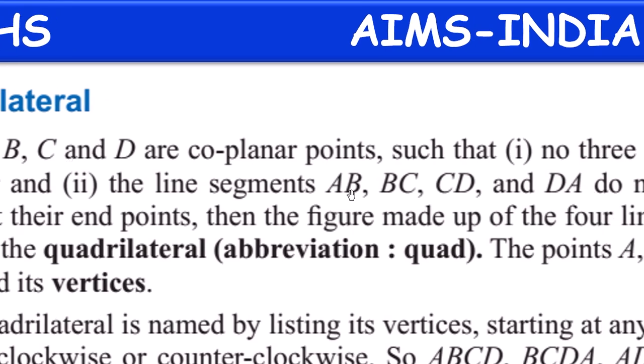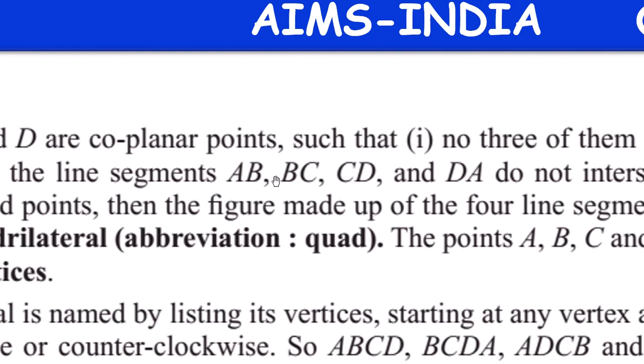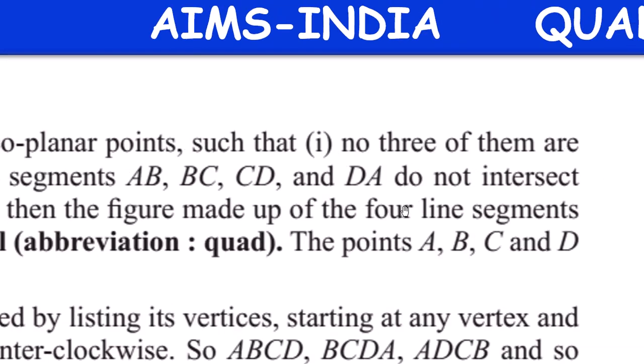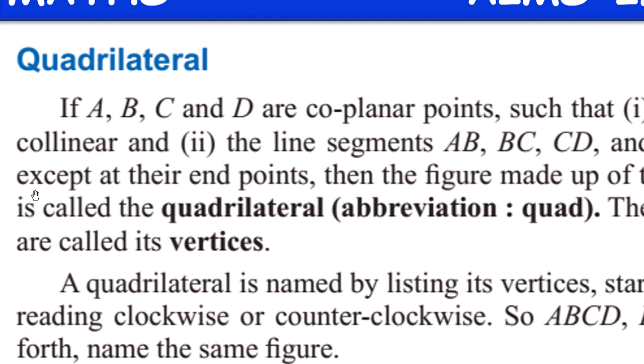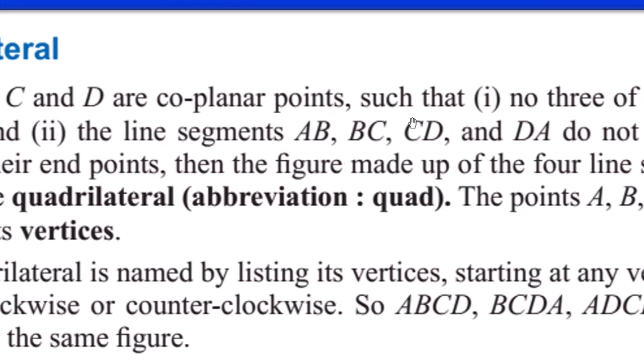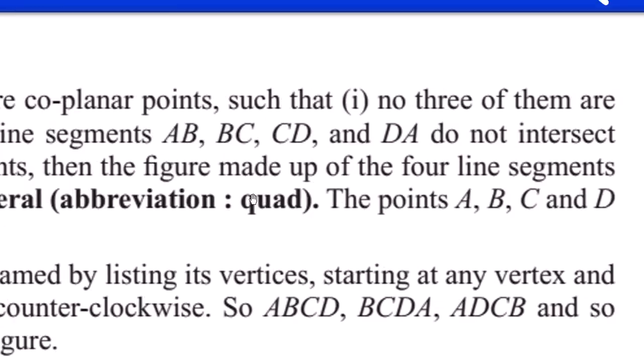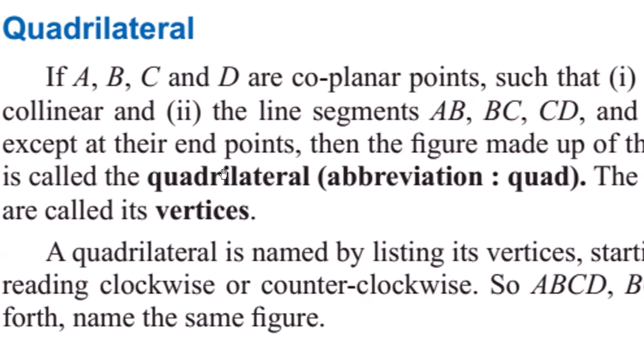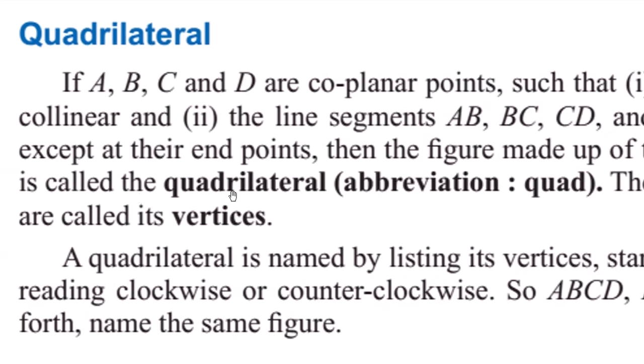because with the help of 4 points we can form 4 line segments. They are AB, BC, CD, DA. They do not intersect except at their endpoints. That is the second condition. If these two conditions are satisfied, then the figure made up of the 4 line segments is called the quadrilateral.